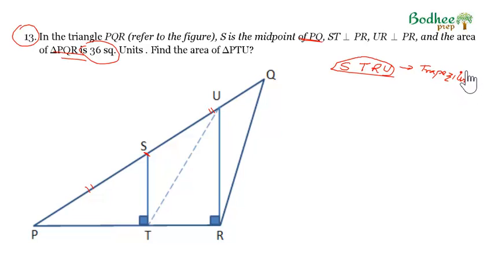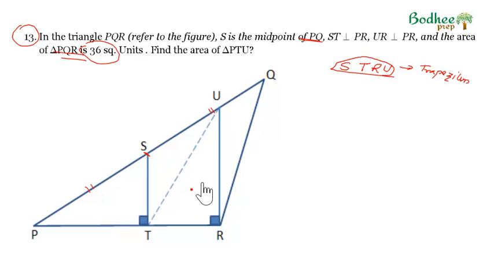Please respond, guys. Can you hear me? Okay, fine. So you agree that it's a trapezium, right? Okay, and what is the area of the trapezium? It is half of the sum of the opposite parallel sides multiplied by the height between them, right?